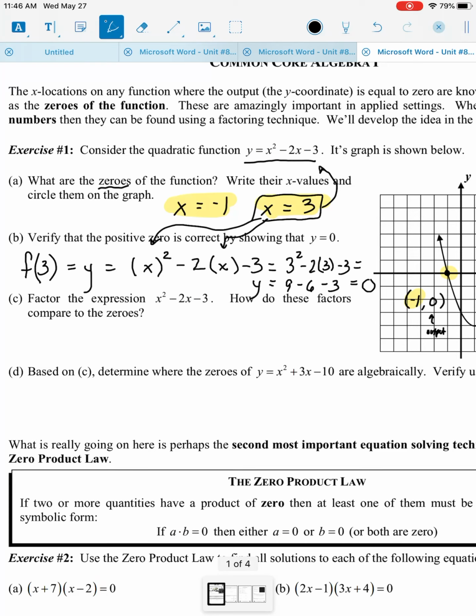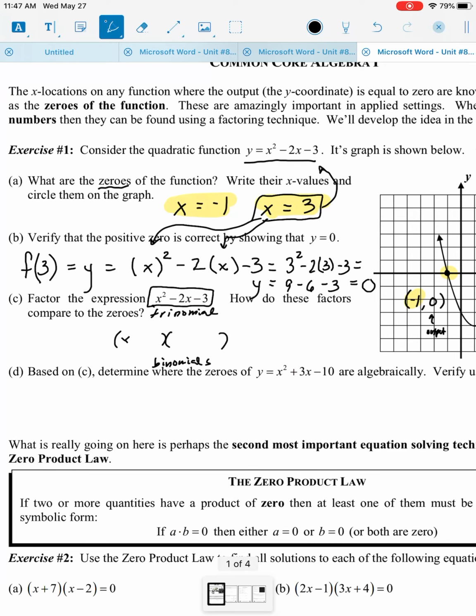All right, part C says factor the expression x squared minus 2x minus 3. How do these factors compare to zeros? Now, here is the big idea that we're pushing in this lesson. We're connecting the ideas of factoring quadratics with finding zeros of a function. This is a trinomial, and we would like to factor it into two binomials.